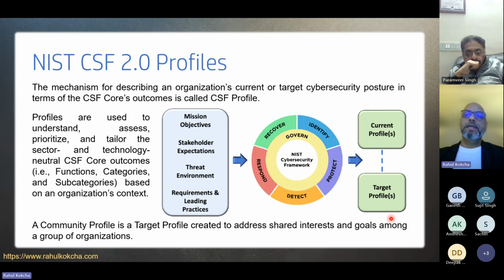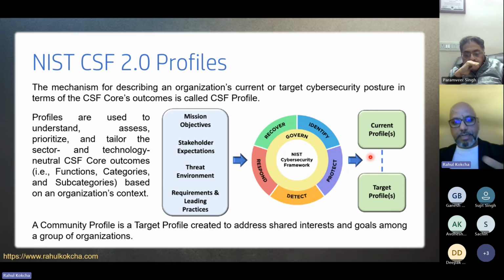Any questions? And where you are today, you do the assessment, generally we call it a gap assessment, fine. So the gap assessment report gives you a reference to, okay, where do we stand today? That is your current profile.